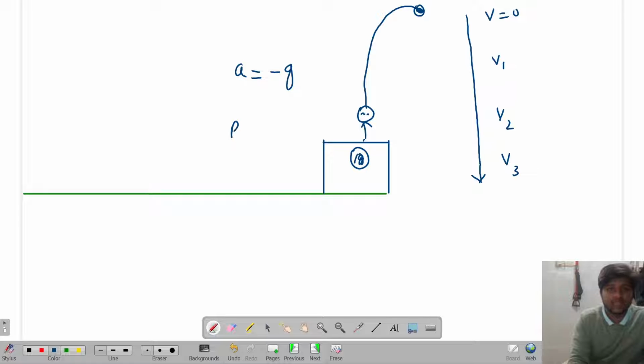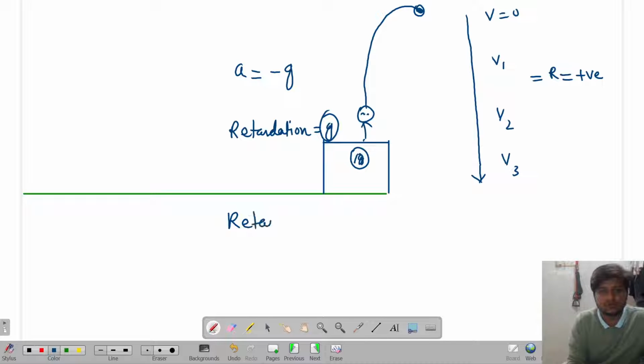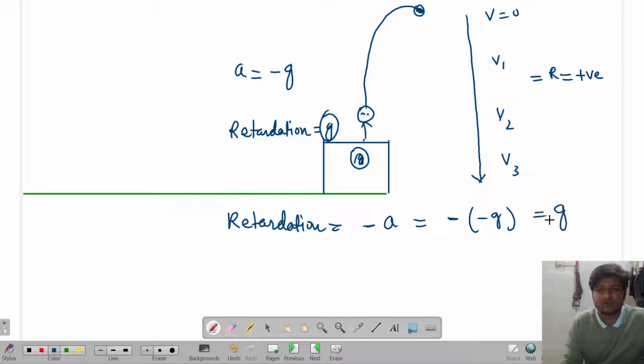That means what? We have a retardation over here. What is retardation? Retardation is the amount of g over here. Retardation is negative of acceleration. Acceleration was minus g in the downward motion. So this means minus of minus g. So retardation becomes positive and it is equal to g over here.